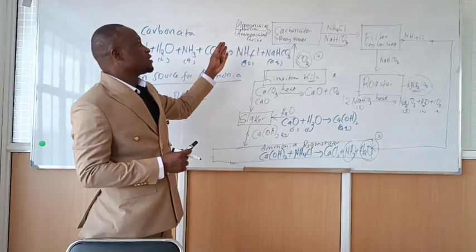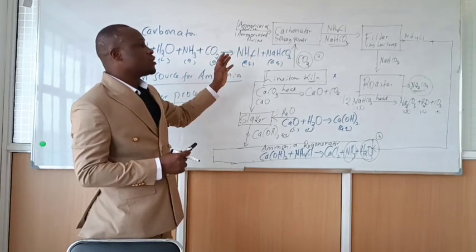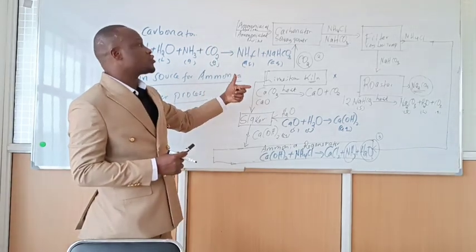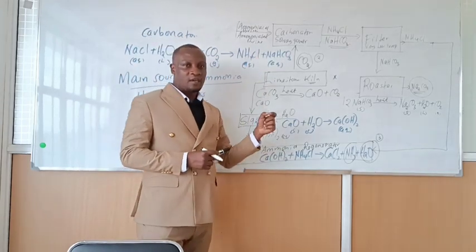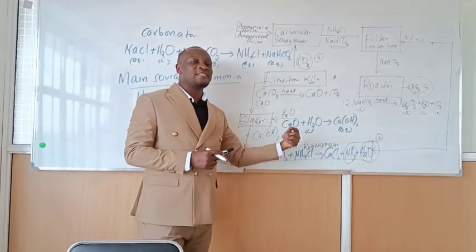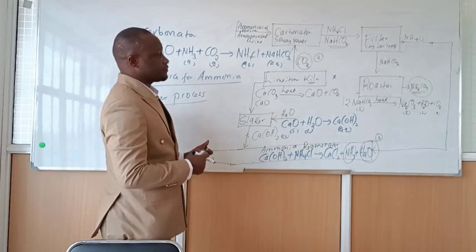So if you're asked, why is it that the Solvay plant is usually located near large water bodies? Your response should be that because the reaction in the carbonator is highly exothermic and a lot of water is needed to cool the carbonator.